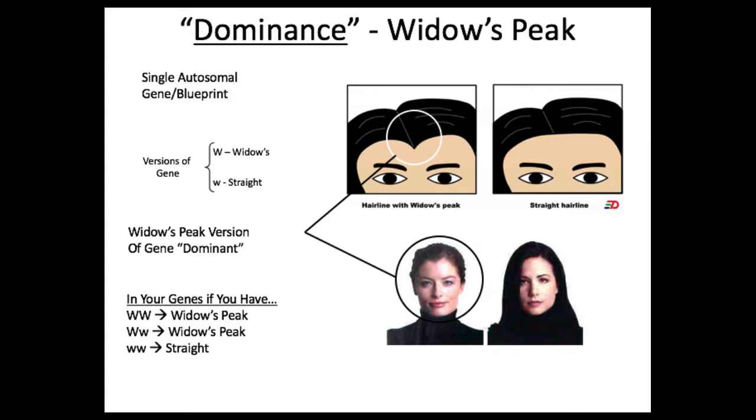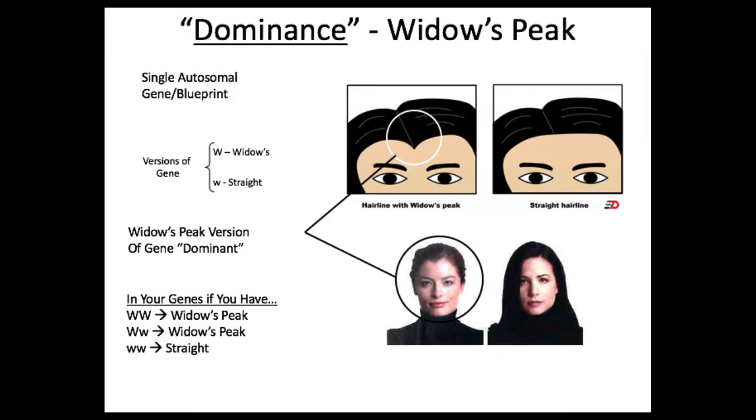Let's look at an example of a single autosomal gene which provides the blueprint for the widow's peak hairline. We could label our alleles as either big W, which is this uppercase W for widow's peak, or little w, which is a lowercase w for a straight hairline. We're saying that widow's peak is inherited as a dominant condition.